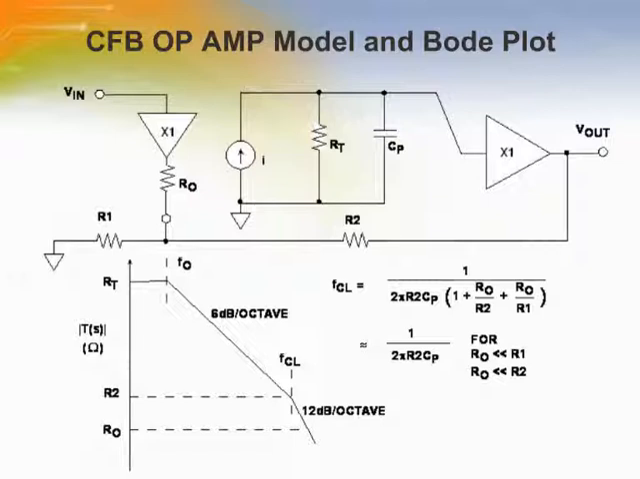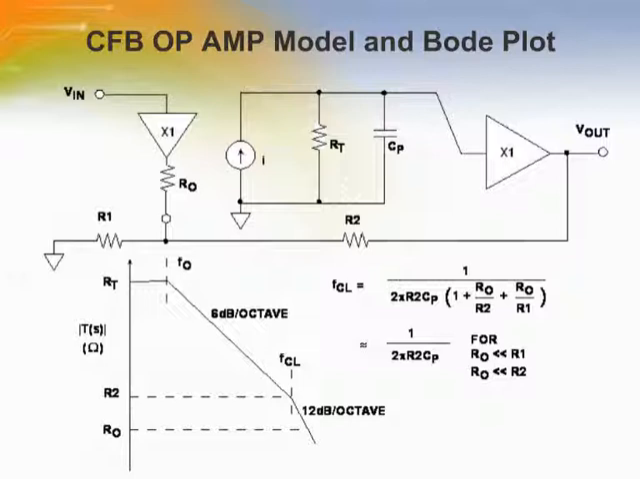Shown on this slide is the model for a CFB op-amp along with the corresponding Bode plot. The Bode plot is plotted on a log-to-log scale. The open-loop gain is expressed as a transimpedance T sub S in ohms. The finite output impedance of the input buffer is modeled by R sub 0. The input error current is I. By applying the principles of negative feedback, we can derive the expression for the op-amp transfer function as shown.